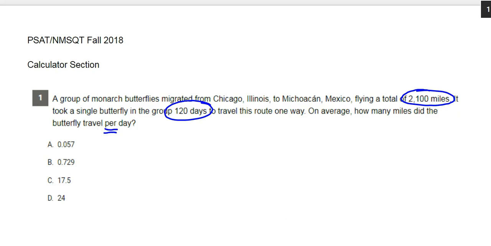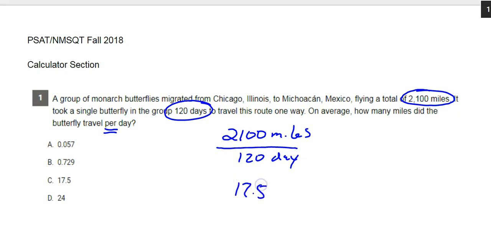So I think we can just divide these two numbers. We have 2,100 miles in 120 days. And if you want to find out for one day, you can divide those two numbers out. And I believe you get 17.5.